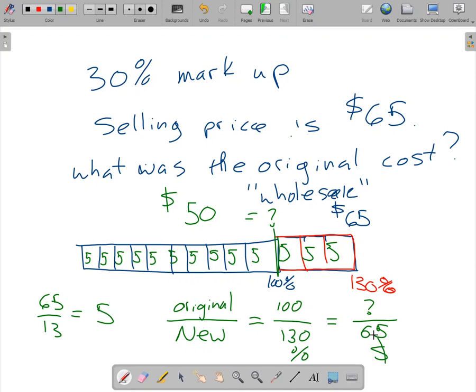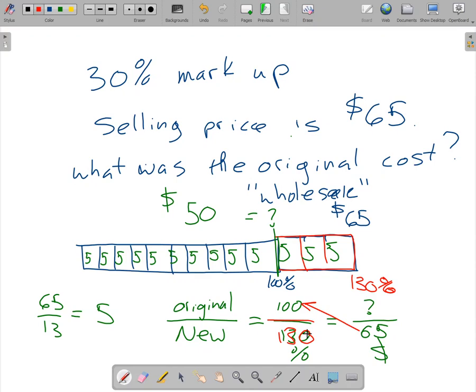I usually make a note of what kind of things go on the top and what kind of things go on the bottom. I usually try to set it up so the missing number is in the top. It's easier to solve that way, but it doesn't matter. Last time the missing number ended up in the bottom, so that's okay too. So here, as Jamie said, we're going to take the 65 times the 100 and then divide by the 130. Come up with the answer.